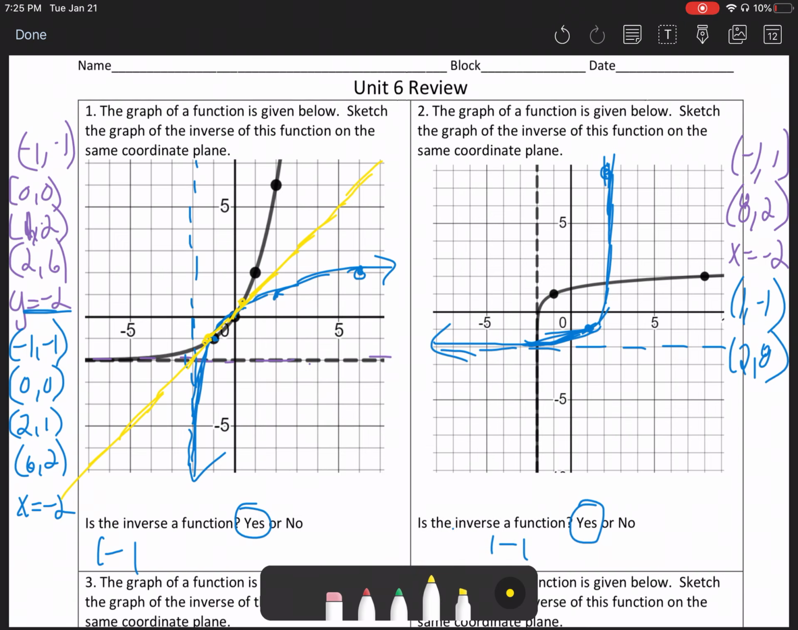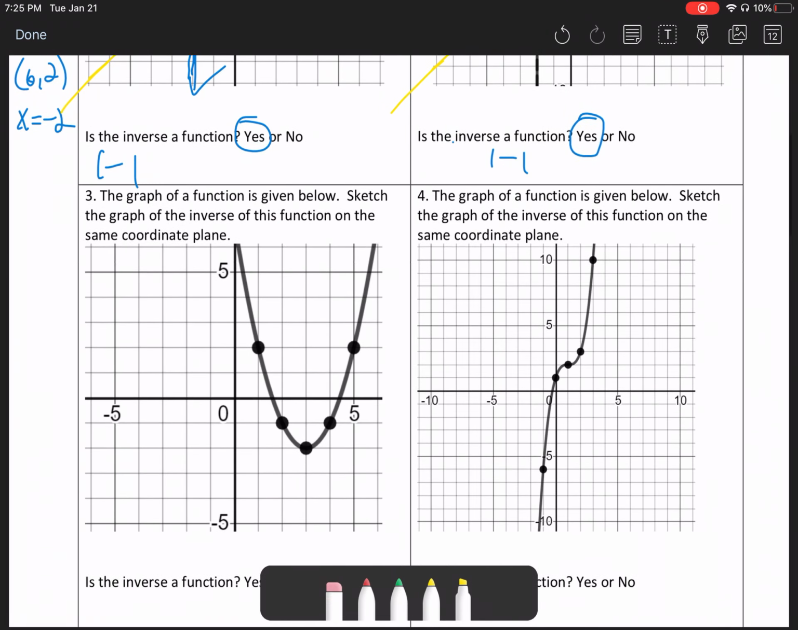I just draw a line along y equals x. I'm just a little off, so I adjust my shape a little bit. But if my graph folded along that line, it would fold on top of itself. And my blue graph here does pass both the vertical and the horizontal line test.